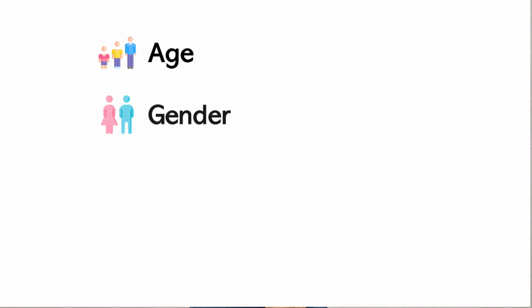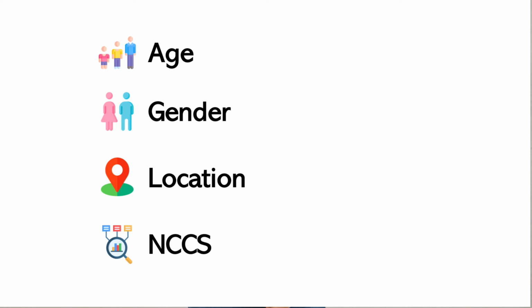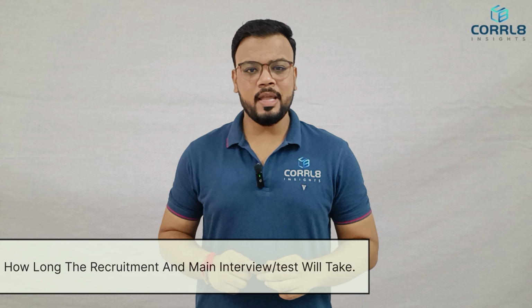Fourth, target respondent profile. We define exactly who we are looking for, their age, gender, location, NCCS, and any other criteria. This avoids confusion and ensures the right respondents are recruited. Fifth, interview duration. Clear mention of how long the recruitment interview will take and how long the main interview will take. This helps team manage time and set right expectations with the respondents.